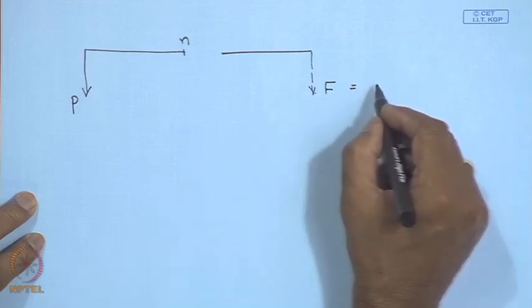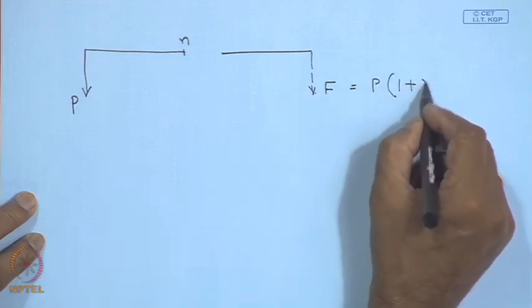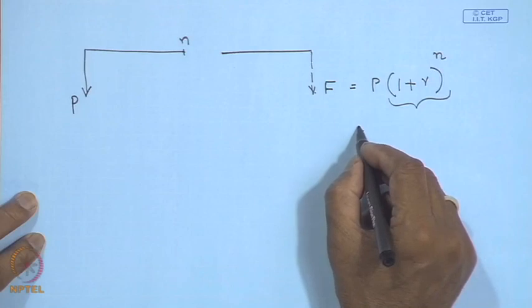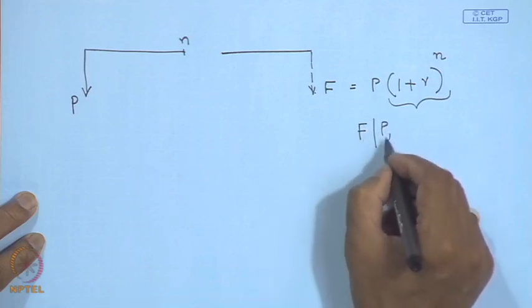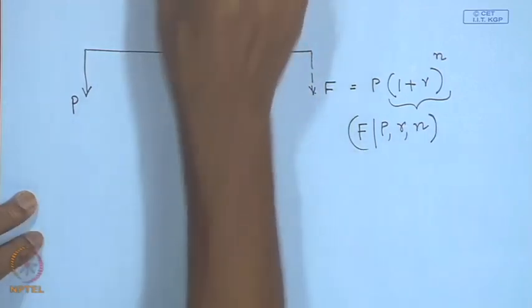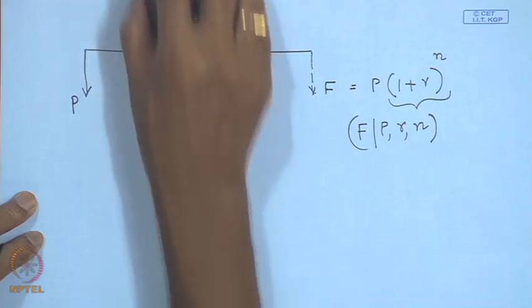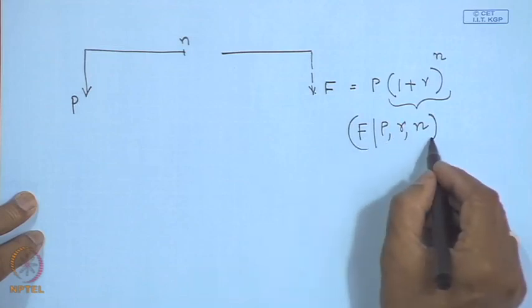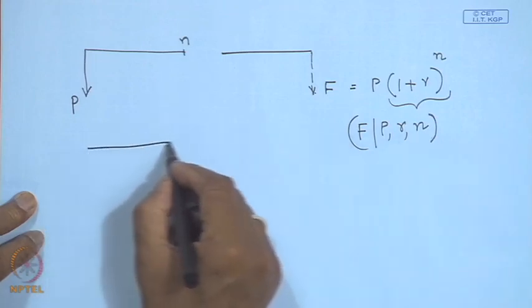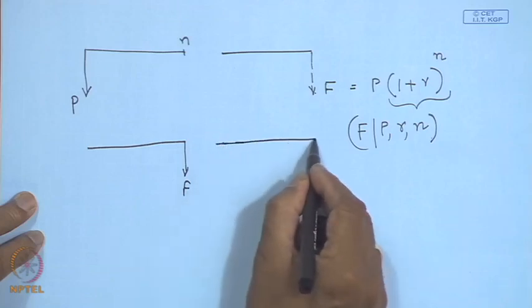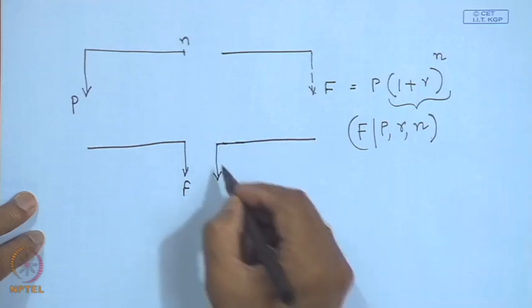F is equal to P multiplied by 1 plus r to the power n. This is said to find F given P, r, n, and this is termed as single payment compound amount factor. It is a single payment case and it is compounded, therefore, this is called single payment compound amount factor. The second case is that suppose F is given and we are interested to find out its equivalence at the beginning of the year.